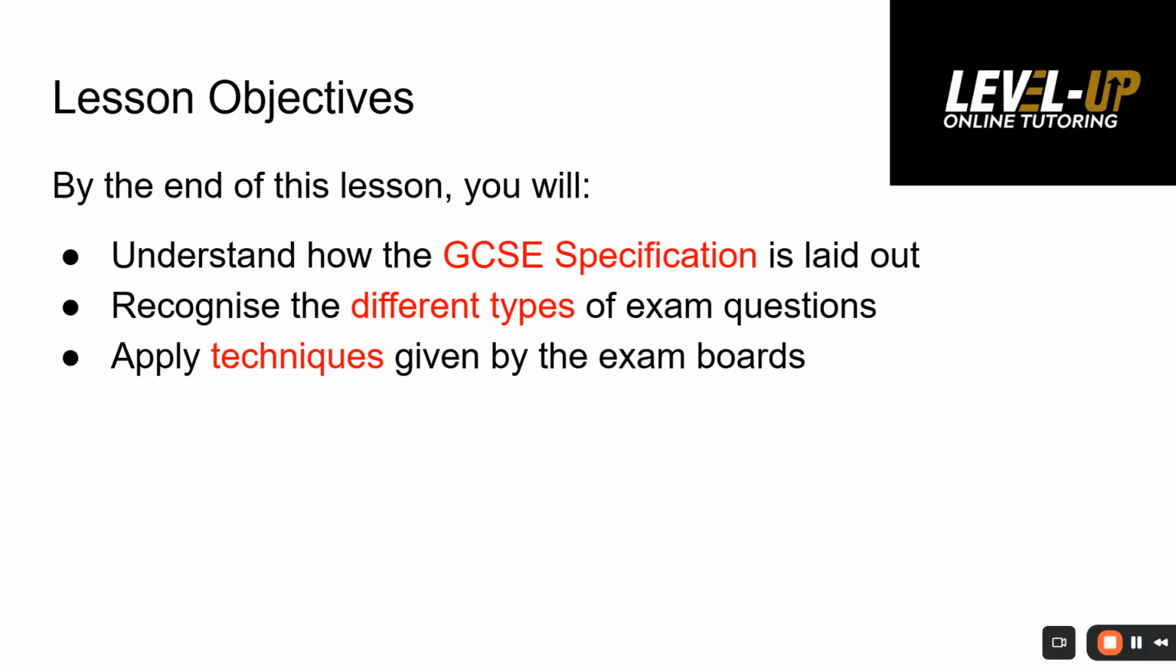So there are three possible units that you will do. Unit 1 is specifically looking at the religious beliefs, teachings and practices of two religions. So that's usually Christianity, which is the compulsory one, and then any other of the major world six religions.